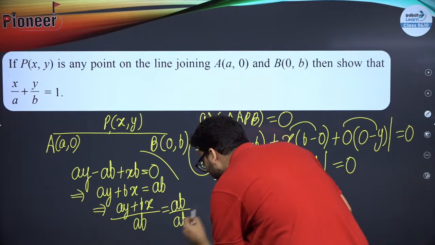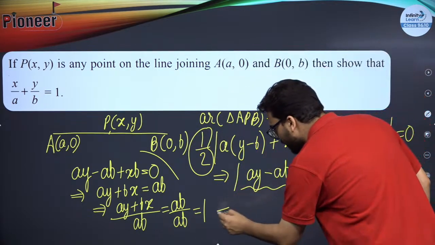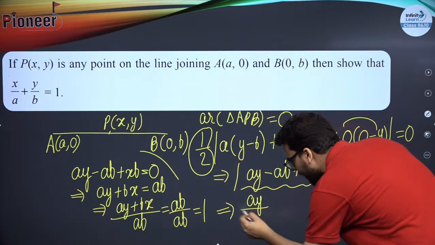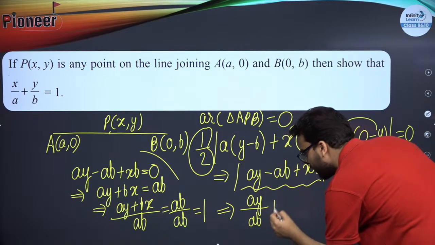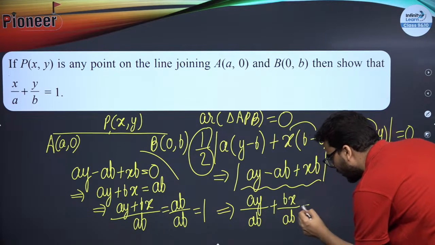Now what is ab by ab, guys? That will be 1 only. Correct? That is equal to 1 only. So from here, if I separate out the denominators, can I not say it is ay by ab plus bx by ab, and that is equal to 1 only.